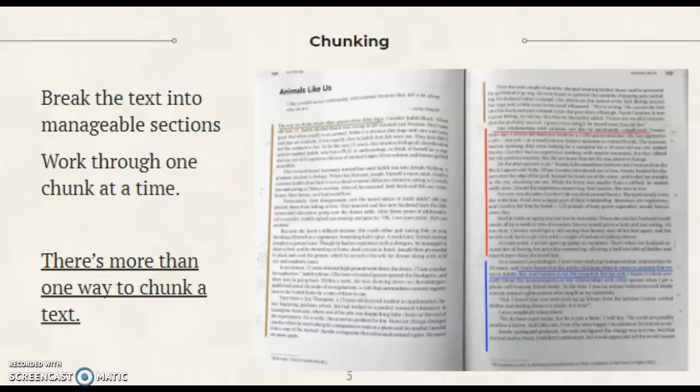Starting with chunking. Chunking means that you're breaking the text into manageable sections and you're working through one chunk at a time. When you do this, you allow your brain to ignore large parts of the text, and this means that you can devote all of your brain's working memory to processing the information that's in that one chunk. So this is effective for the same reason that your internet works faster when you don't have 30 tabs open, all running different things at one time.